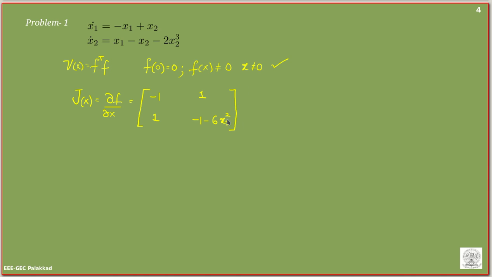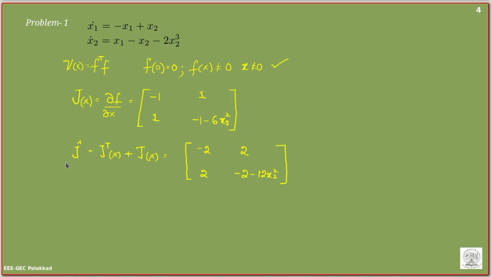Okay, that's it. So what is J hat of x? J hat of x is equal to J transpose of x plus J of x. So this is nothing but, this becomes equal to minus 2, 2, 2, minus 2 minus 12 x2 squared. So what we have to check is whether this is negative definite.